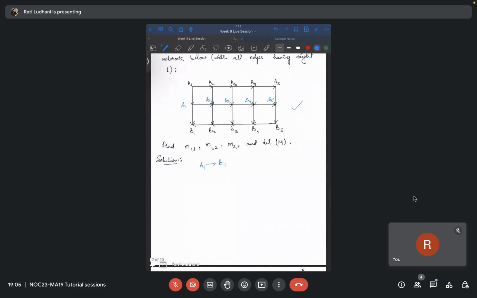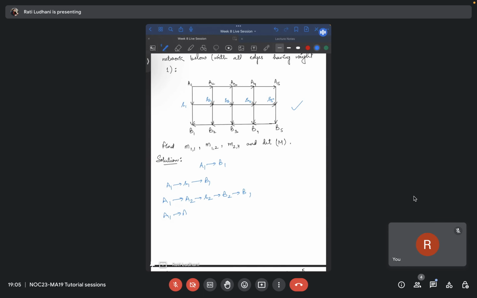A1 to S1 to B1. A1 to A2 to S2 to B2 to B1. And other ones, A1 to A2 to A3, then to S2, B3 to B2 to B1. Yeah, exactly. There are many.